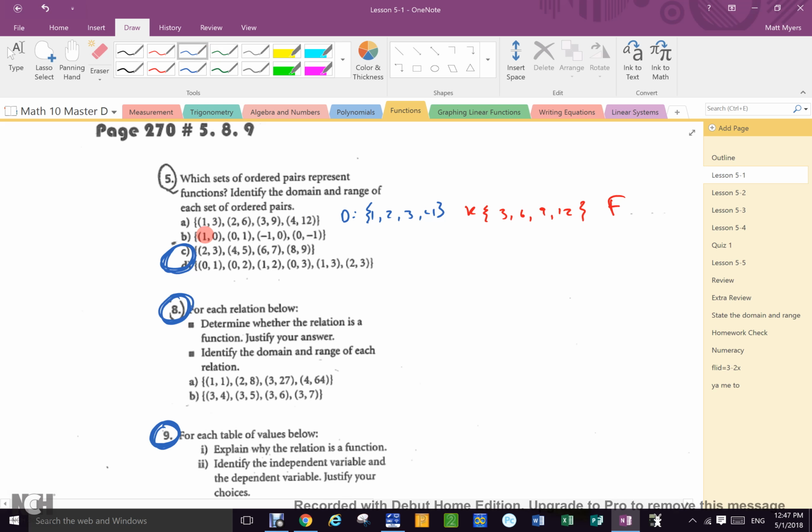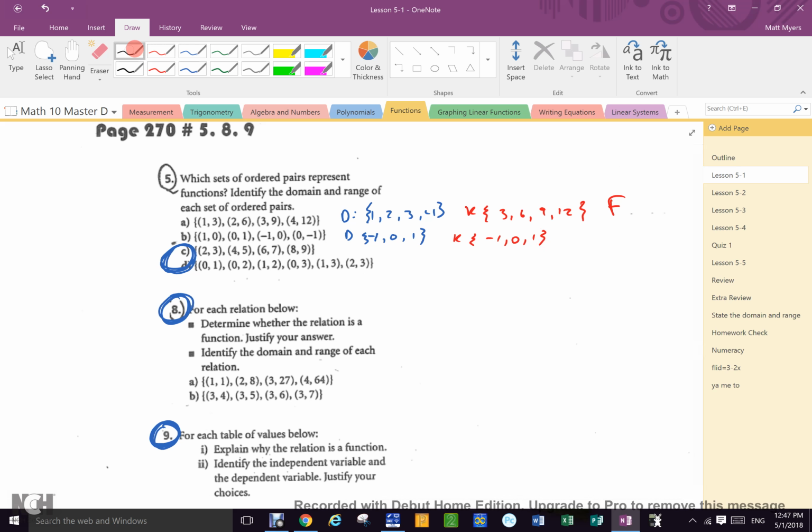My domain is 1, 0, negative 1, 0. So my domain is 1, 0, negative 1, 0, 1. Yes? Does that have to be in that order? You put the lowest one first. Range is negative 1, 0, 1.